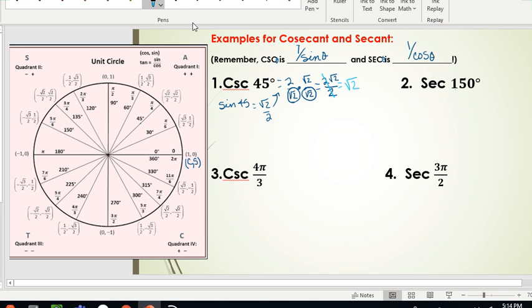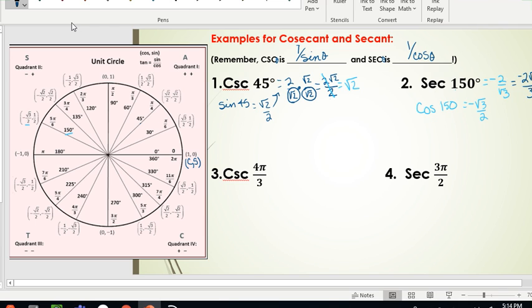So now we're at secant of 150. Well, secant, I need to know what cosine of 150 is. So if I go over here, here's 150. Cosine's the first one, so I have negative square root 3 over 2. So that means I'm going to flip it for this one. So this is equal to negative 2 over the square root of 3. But to rationalize, I have to multiply by the square root of 3 over the square root of 3. And I hope you know that gives you negative 2 times the root of 3 over 3. If you're wondering why, you need to come in and ask me and get me to show you how to do that again.